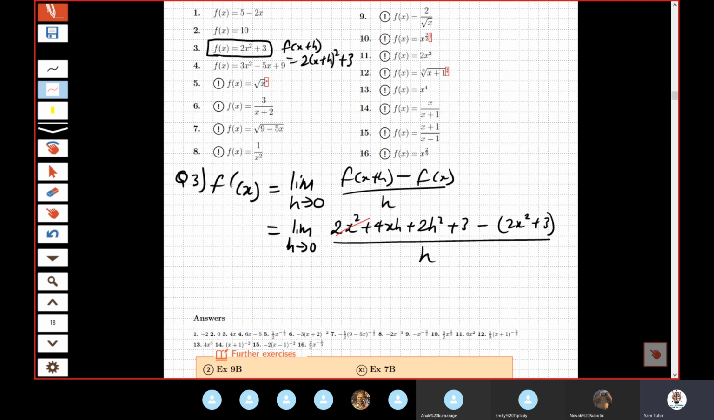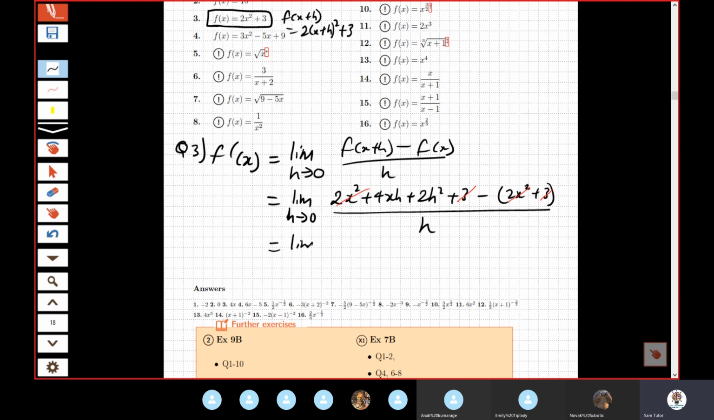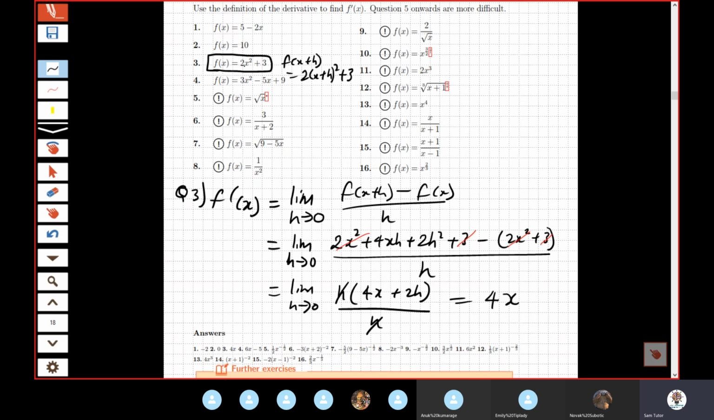So watch this, 2x squared minus 2x squared, gone. 3 minus 3, gone. What you should have left on the top is letters and numbers that have h's. The reason you want them to have h's is because you've got to factorize your h out, all over h. Cancel your h out. Now you can sub in h is 0, which gives you 4x, which we all know is the answer, because the derivative of 2x squared plus 3 is 4x, but at least you got to prove it.